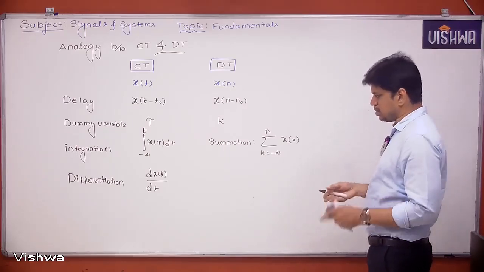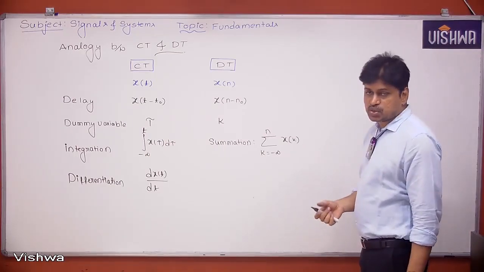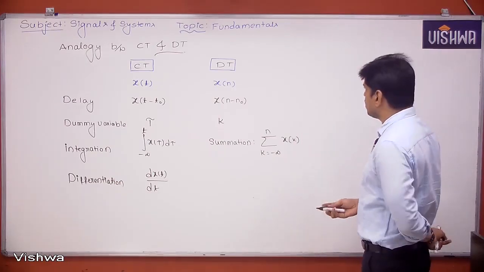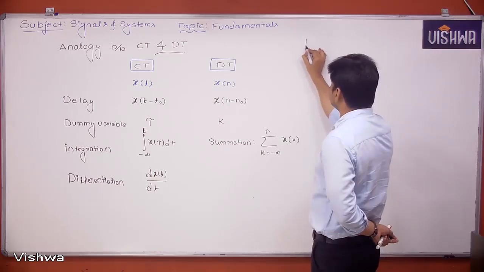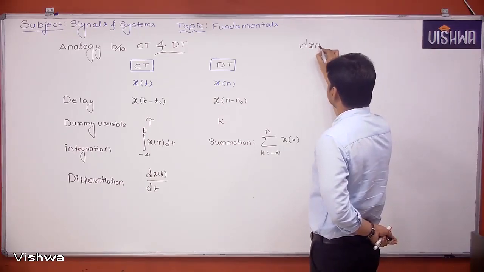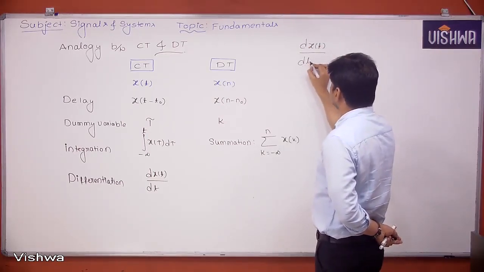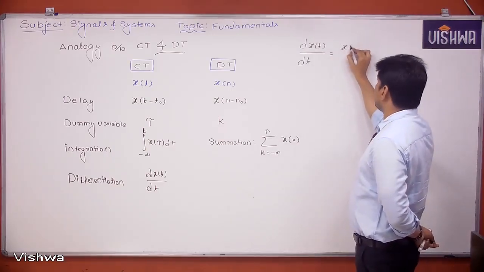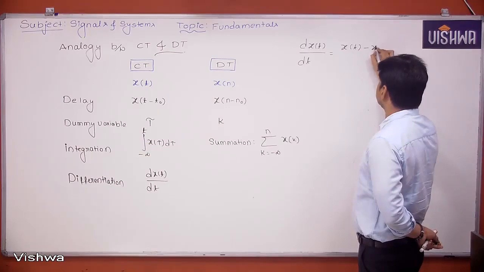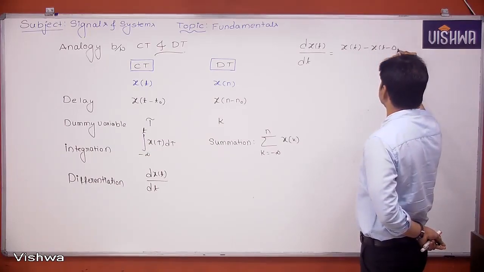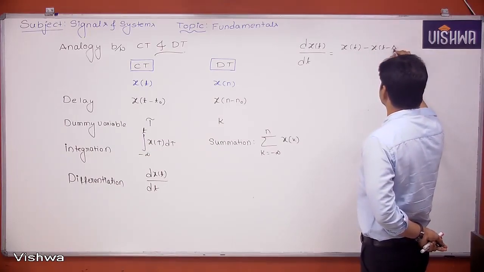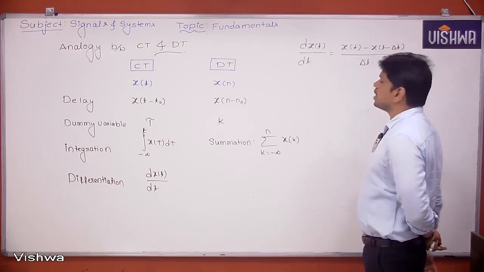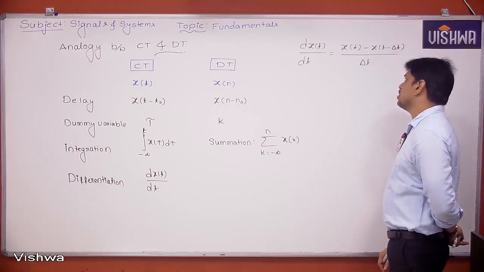First, try to understand the definition of differentiation so that you can understand what similarity we can see in the discrete time case. You might remember dx of t by dt. From the definition of differentiation, it can be represented as x of t minus x of t minus delta t, by delta t, where delta t tends to 0. That's what the differentiation means.